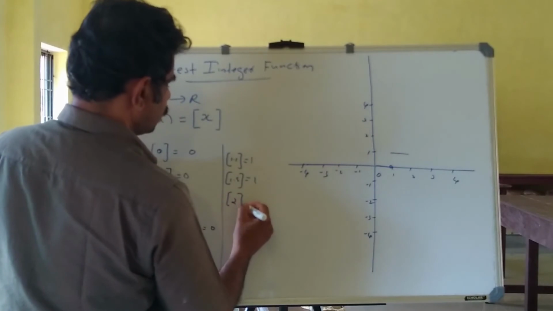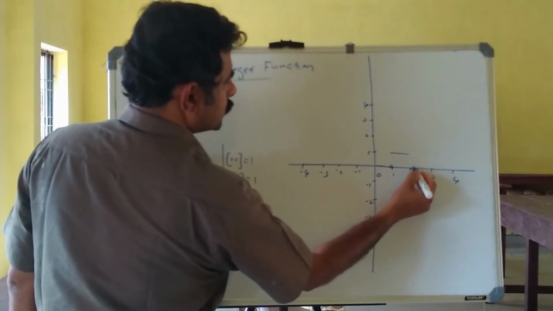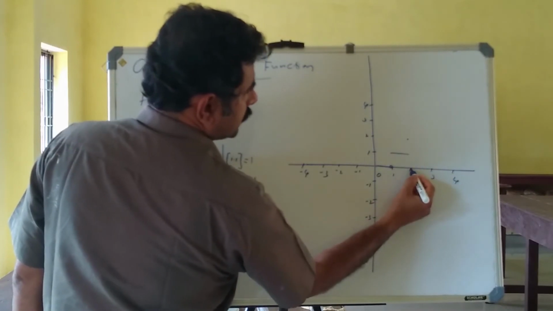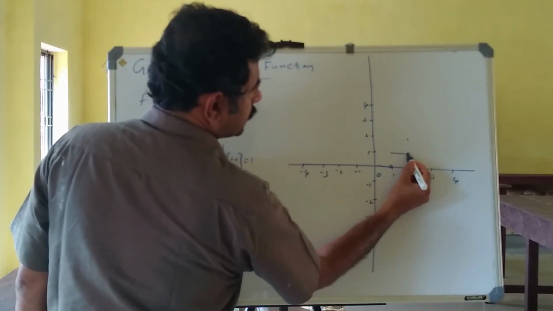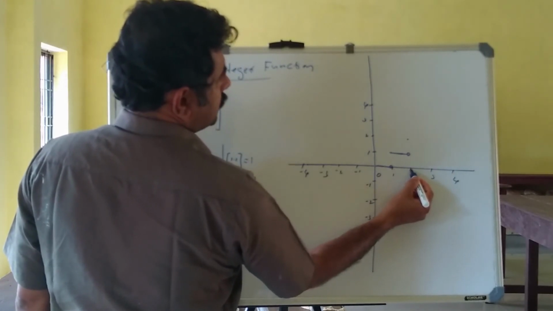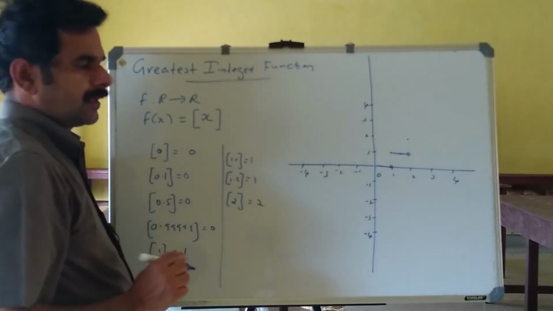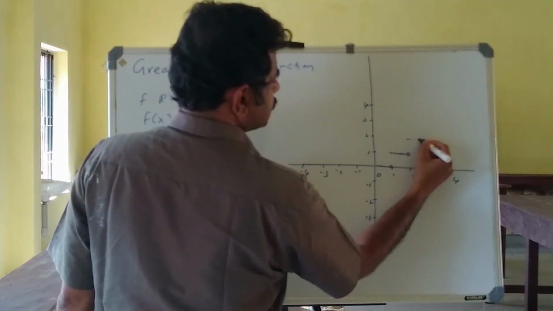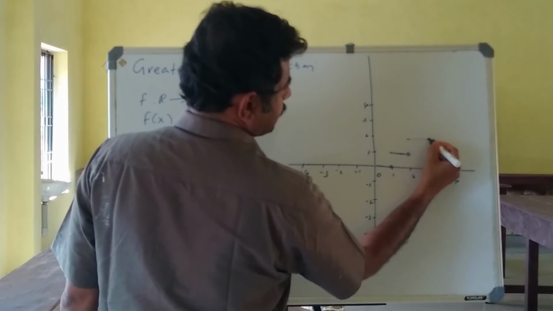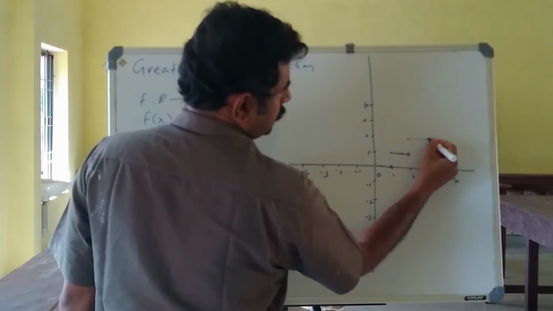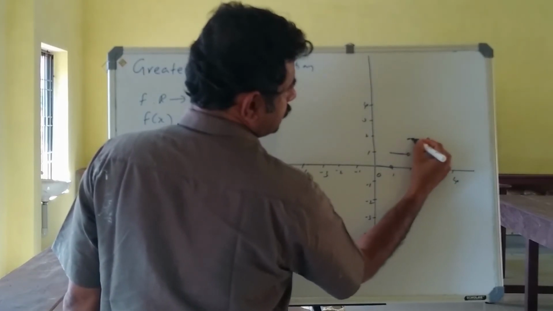But for 2, the greatest integer value of 2 is equal to 2. For 2, we are jumping to this point 2. So here 2 is not included. Here the greatest integer value for 2 is 2. And we are continuing this process, and this can be extended up to this 3, but 3 is not included, so we can draw a circle here.